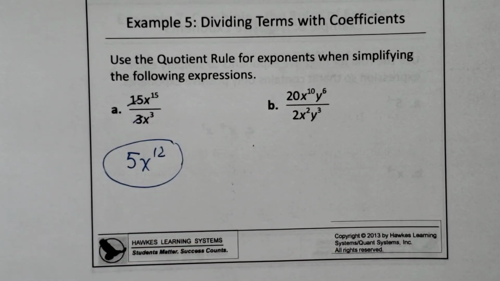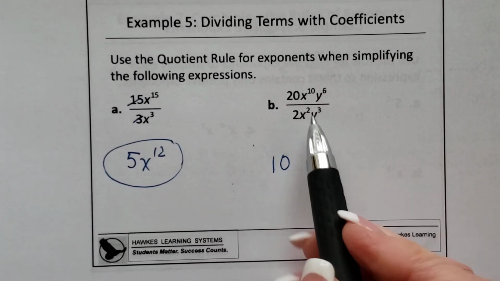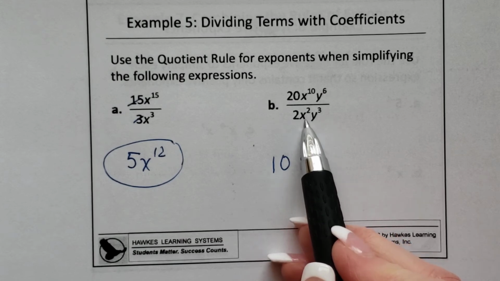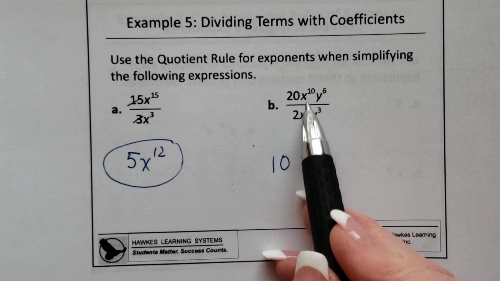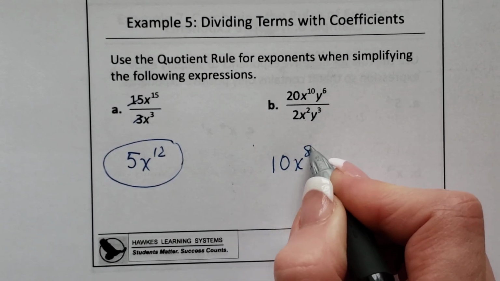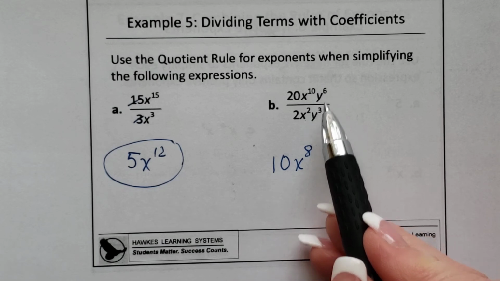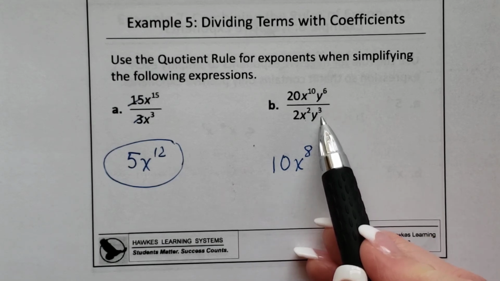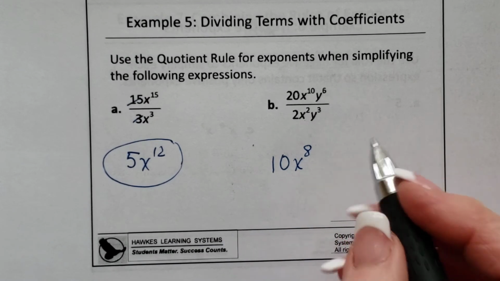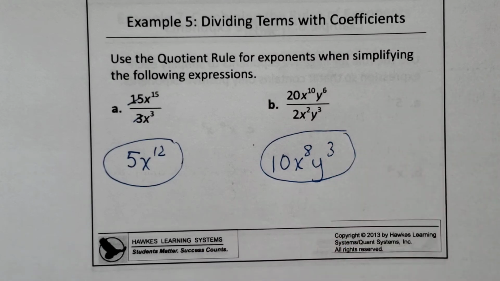All right, letter B, we're going to divide our coefficients. 20 divided by 2 is 10. We'd have 10 x's on the top, 2 x's on the bottom. We'd have 2 pairs of x's that cancel, and we'd be left with 8 x's. Here we'd have 6 y's across the top, 3 y's on the bottom. 3 pairs would cancel out, and we would have 3 y's left on the top.